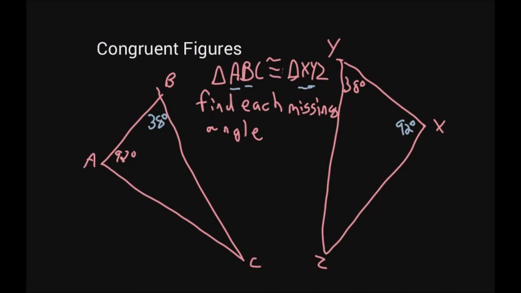So the last thing we need to do is find what C and Z are. Well, I know two angles, and a triangle always has to add up to 180. So I'm going to add those two angles. So 92 plus 38 would be 130. So I'm going to take that 130 and subtract it from 180 to get 50 degrees. So that means angle C and angle Z are 50 degrees.